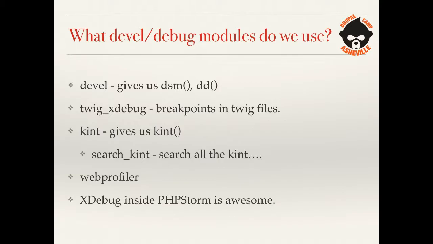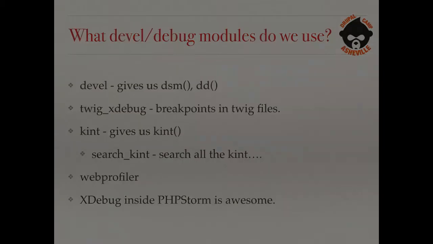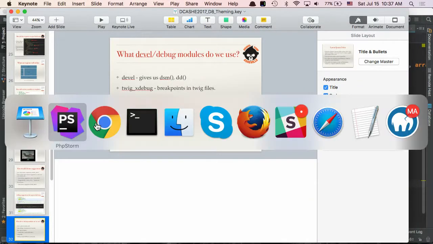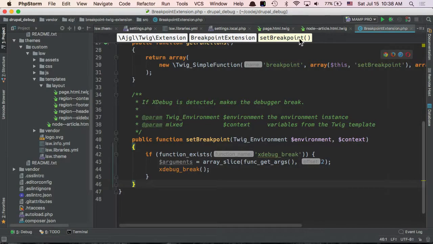So also, we've got to install some development modules on our thing. So what do we use? Devel module gives us this DSM, Drupal set message, and DD, Drupal debug. So in PHP, you can just do DD, and it will go to your temp directory, which is normally /tmp, drupal_debug.txt. So you can actually tail that continuously, and that's what I tend to do when I'm not sure what's going on. I want to make sure things are being called.